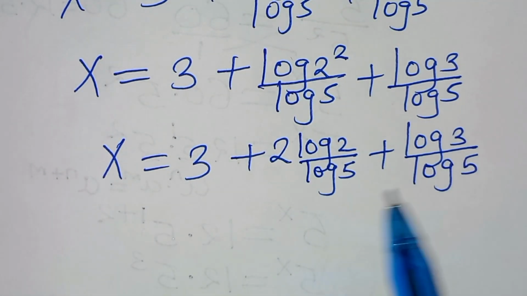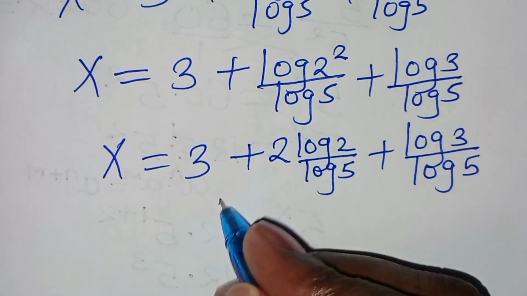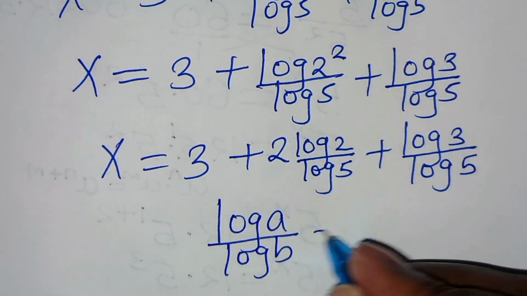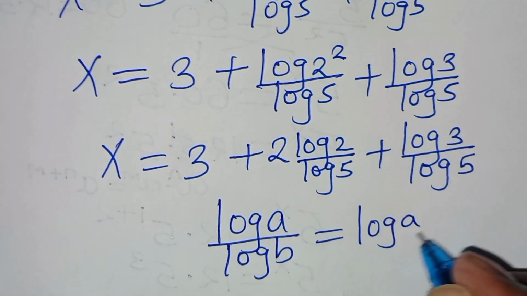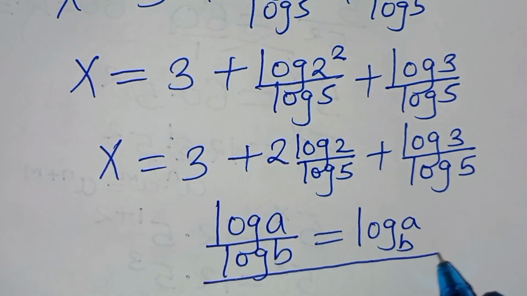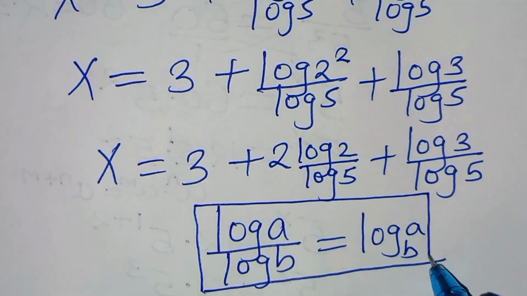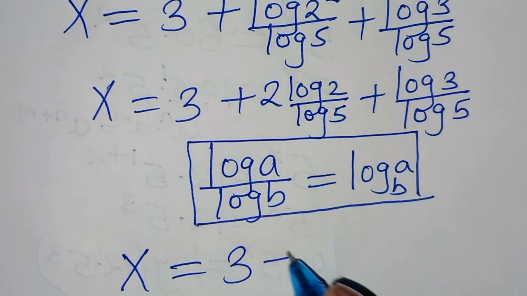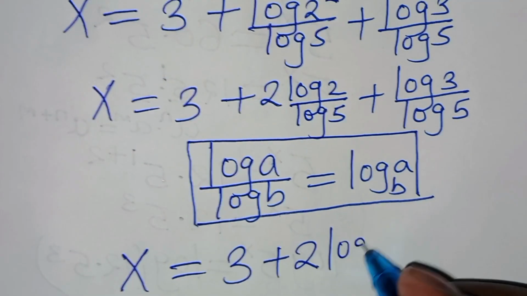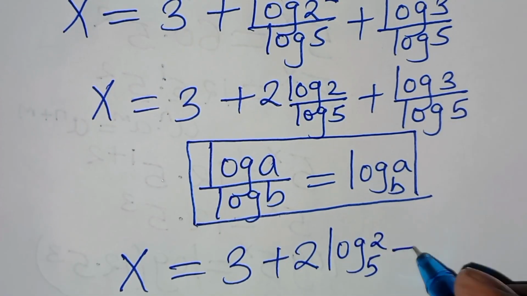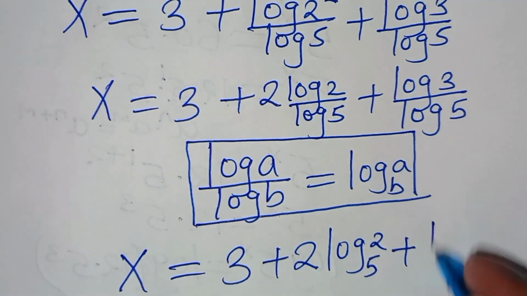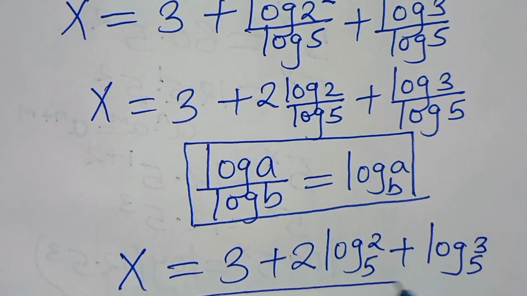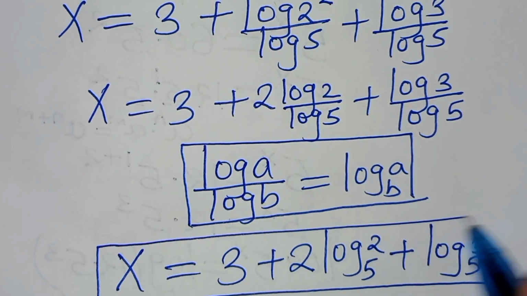Log 2 divided by log 5 and log 3 divided by log 5. This is in the form of log a divided by log b, which we can express as log a to base b. Now, applying this logarithm property, then x is equal to 3 plus 2 log 2 to base 5 plus log 3 to base 5. This is the value of x.